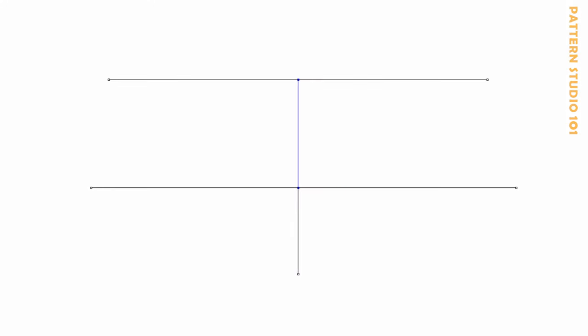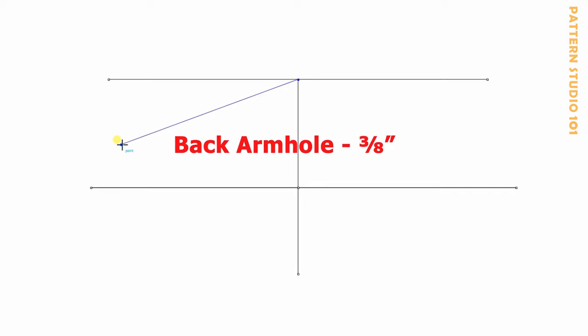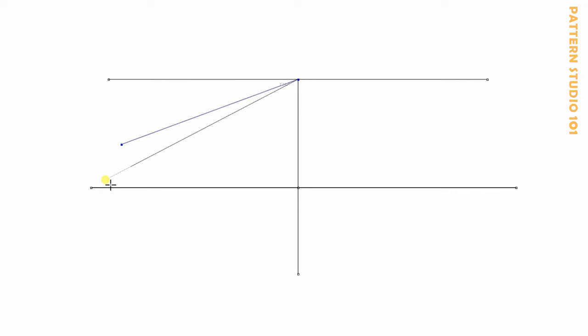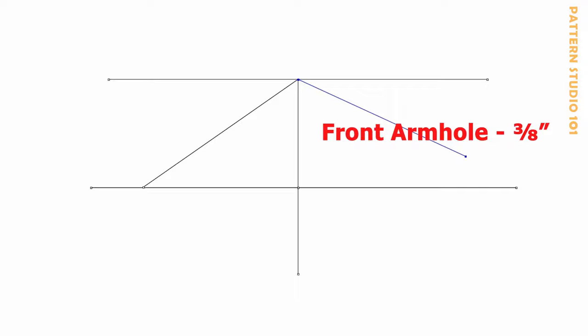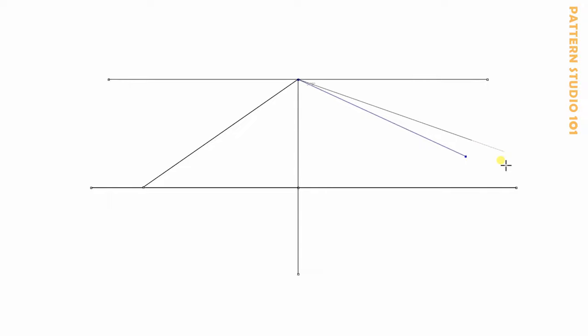Okay, let's draw a sleeve cap. From the shoulder point, measure the back armhole length minus 3/8 of an inch. Place the end of the ruler at the shoulder point and swing the ruler until it hits the bicep line. The same way, this length is the front armhole length minus 3/8 of an inch. Place the end of the ruler at the shoulder point and swing the ruler until it hits the bicep line.